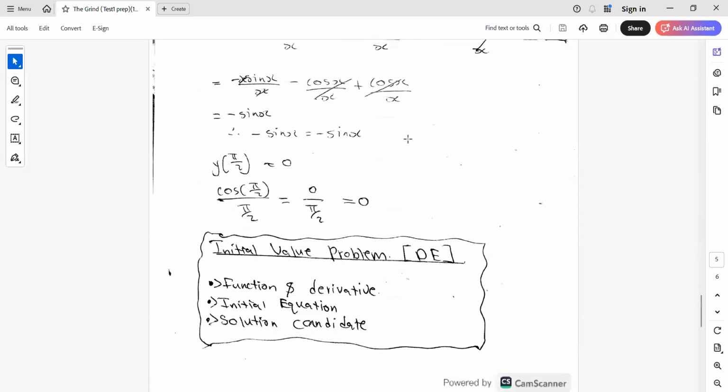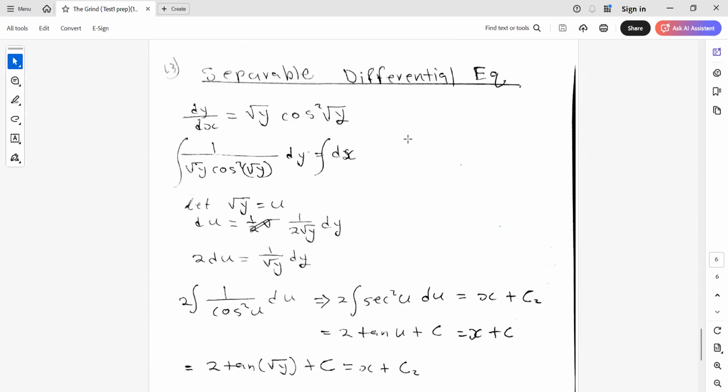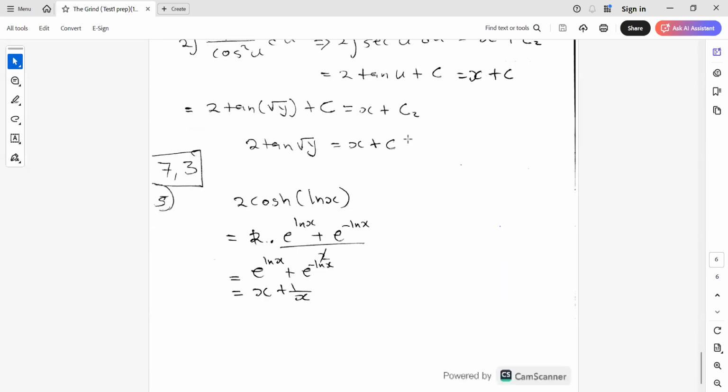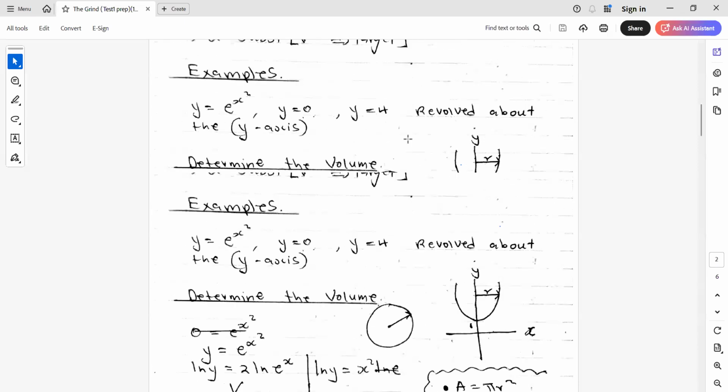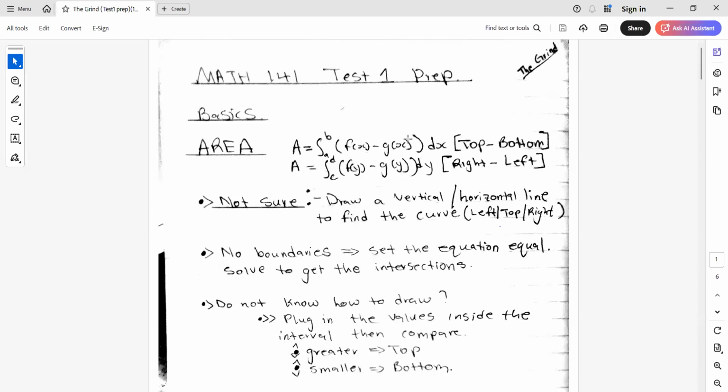I think that's 7.2. And then all the way to 7.3, I guess, separable differential equations. And then after that, you'll be done. So it's just going to be a pretty short session. And then after that, you're going to go back and start on the domes. All right. So I'm just going to be explaining the basics. All right. So we start with the area, we'll wrap it up.